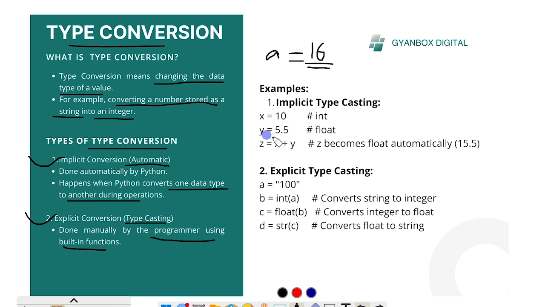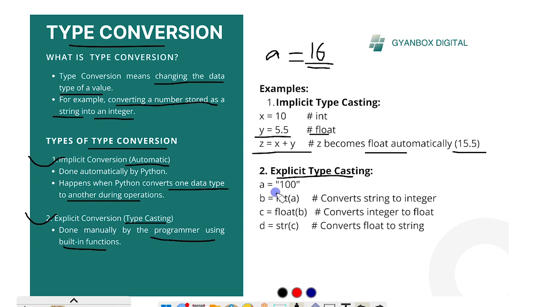So let us see an example here. Implicit typecasting: x equals 10 holding an integer value, y equals 5.5 holding a float value, and I say z equals x plus y. Then here z becomes float, automatically adds to 15.5, and stores this value into the variable z.